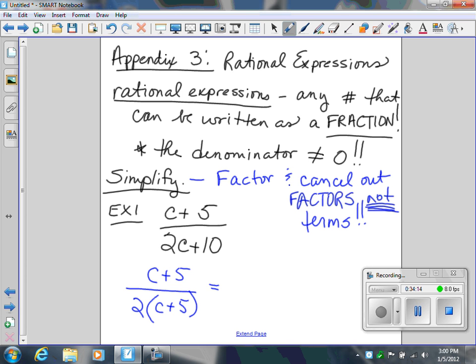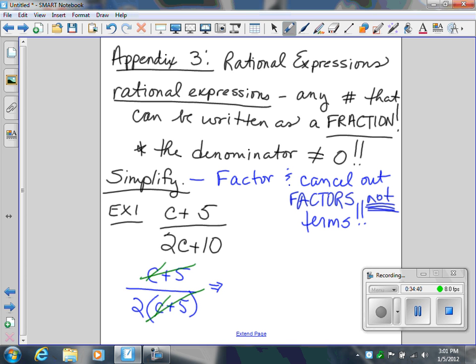Everybody cool with that? Now what do I do? That's an arrow. Cancel out the C plus 5. Does that mean, and this is the part I want you to pay very close attention to, am I going to cancel out the C with the C? No, because that's trying to cancel out terms. I cannot do that. I'm going to cancel out C plus 5, C plus 5.